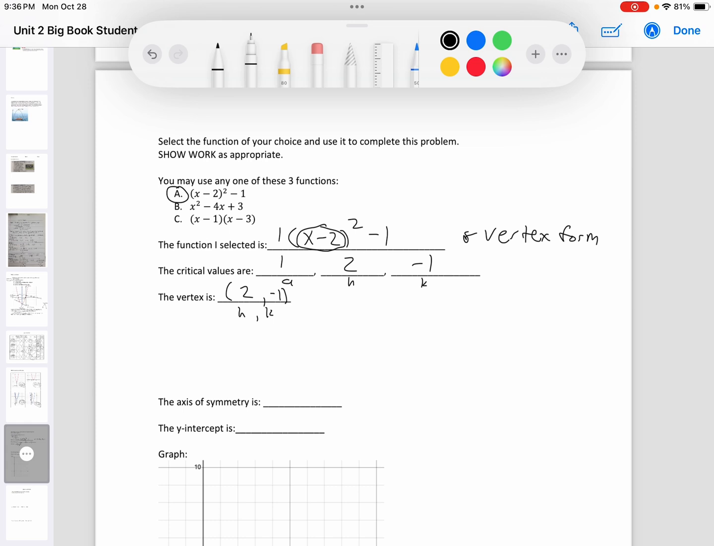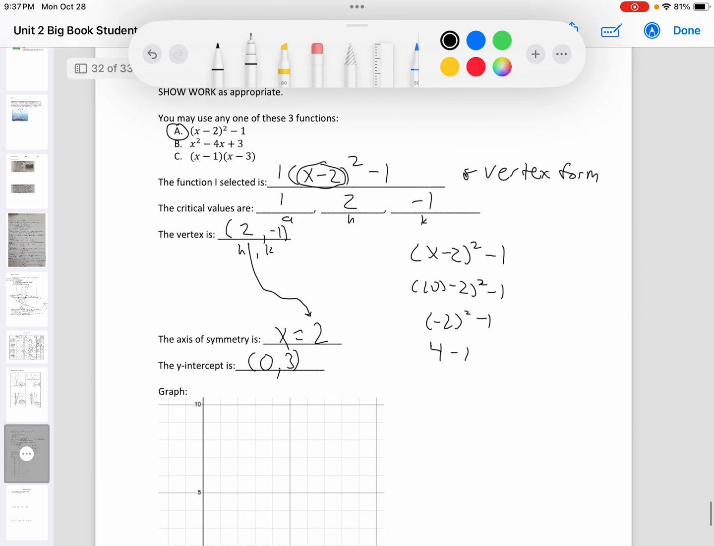The axis of symmetry when we're in vertex form is x = h, or for all of them it's x equals the x value of the vertex, so for this case it is 2. And for the y-intercept, it's going to be a point where x is 0, and we need to substitute 0 into the function to find out what y is. So if we have (x - 2)² - 1, I substitute in 0. 0 minus 2 is negative 2. Negative 2 squared is 4. And 4 minus 1 is 3. So (0, 3) is going to be my y-intercept.